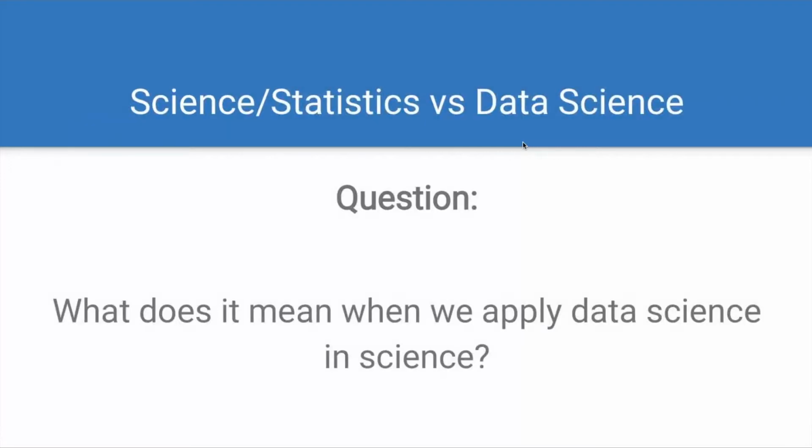Okay, so jumping in, I want to start with a kind of philosophical question that's been on my mind for quite a bit, which is, what is the difference between science and statistics and data science? Or what does it mean when we apply data science in science broadly? Because I'm a mathematician by training. I work primarily with scientists, but I work for a data science company. So what is the difference between all of these different things?